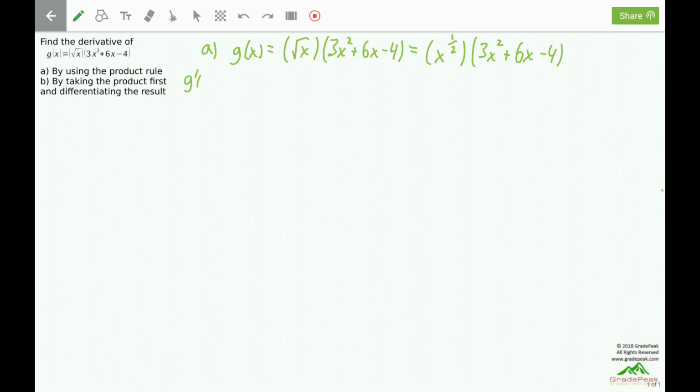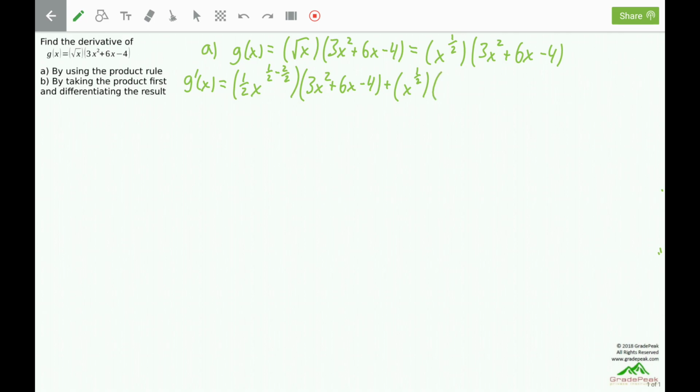The derivative, g prime of x, using the product rule, will be the derivative of the first, x to the 1/2, which will follow the power rule. Bring the power down and subtract 1 from it, or 2/2 in this case. The derivative of the first times the second left alone plus the first left alone times the derivative of the second.